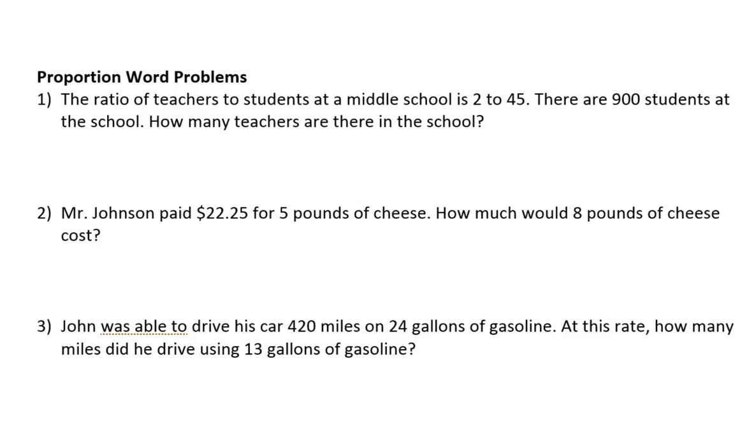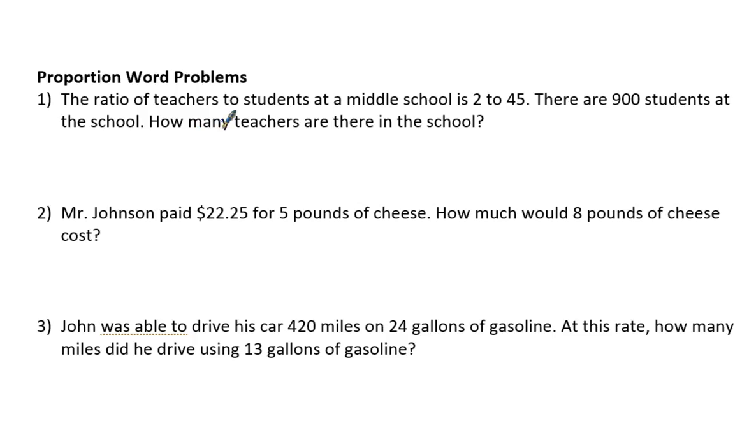So now that we've talked about how we use proportions to solve for missing values, now we can apply this to real-world problems. So in number 1, we have the ratio of teachers to students at a middle school is 2 to 45. There are 900 students at the school. How many teachers are there in the school?